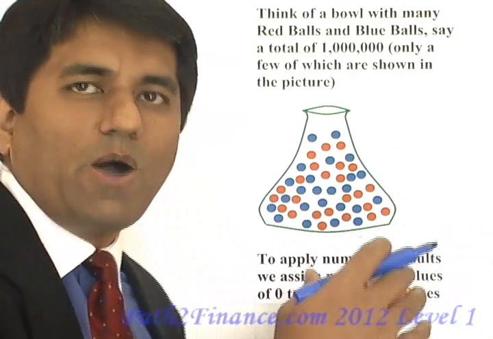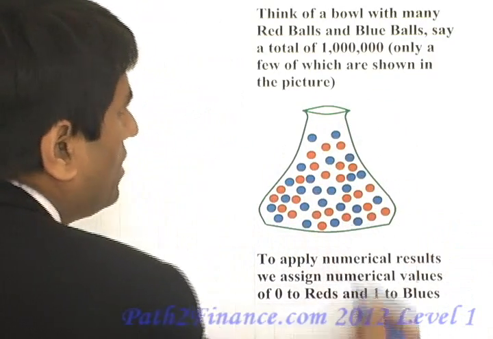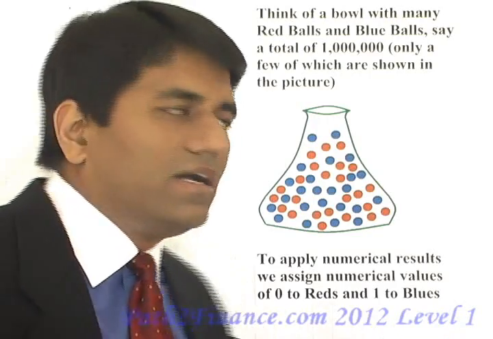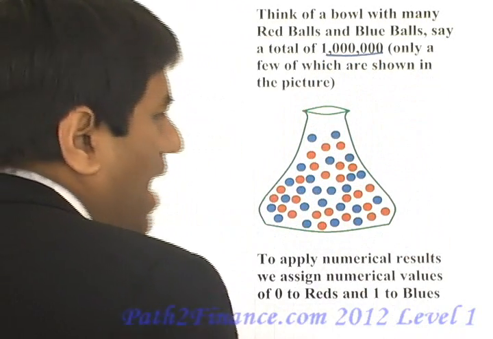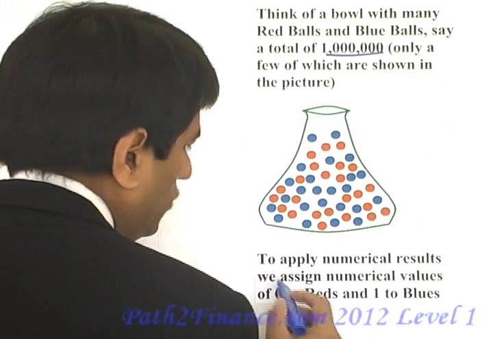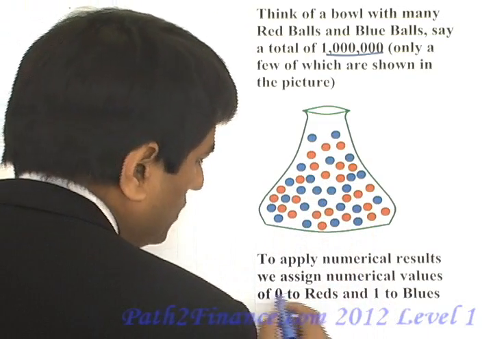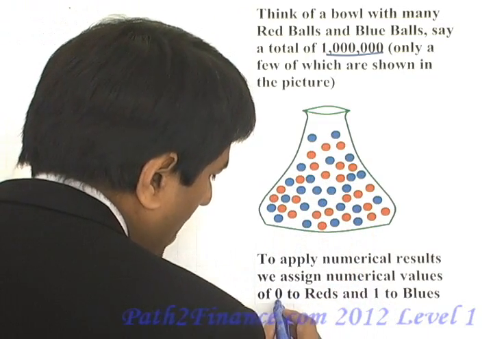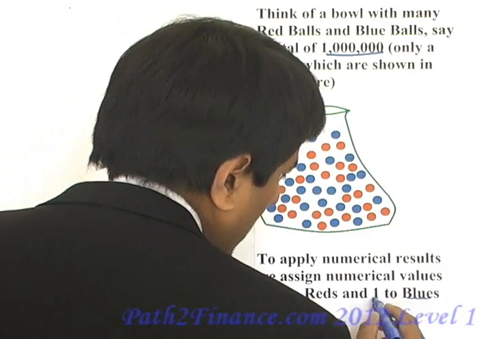Here we have another population, and these are balls within a jar. So let's say that there are a total of 1 million such balls, and if you want to apply numerical results, let's say we assign numerical values to the red and the blue balls, and you say that a red ball has a value of 0 and a blue ball has a value of 1.